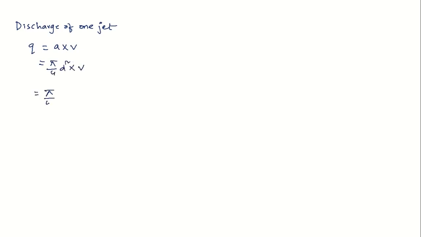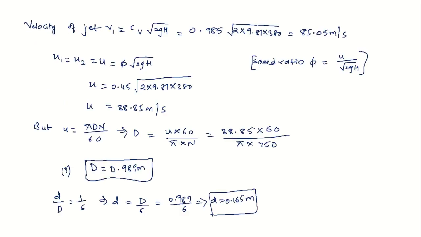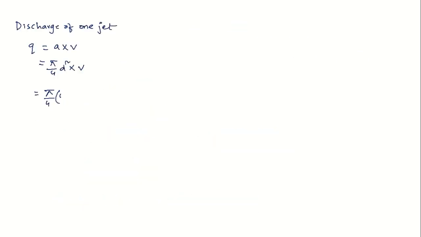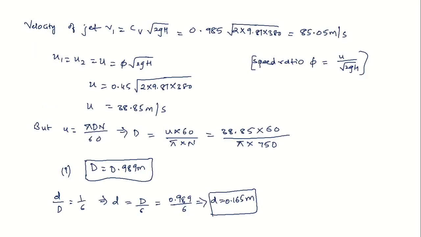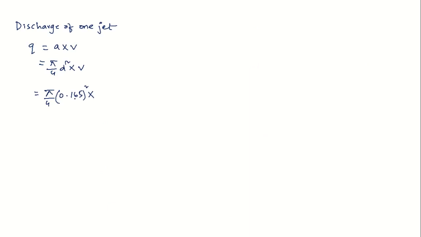So this is equal to pi by 4 of, just now we got the diameter of the jet as 0.165, so 0.165 whole square into velocity of the jet. First V1 we calculated, 85.05. So let's calculate discharge through the single jet as q, we get around 1.818 meter cube per second. Okay, we get the discharge which is passing through the single jet.